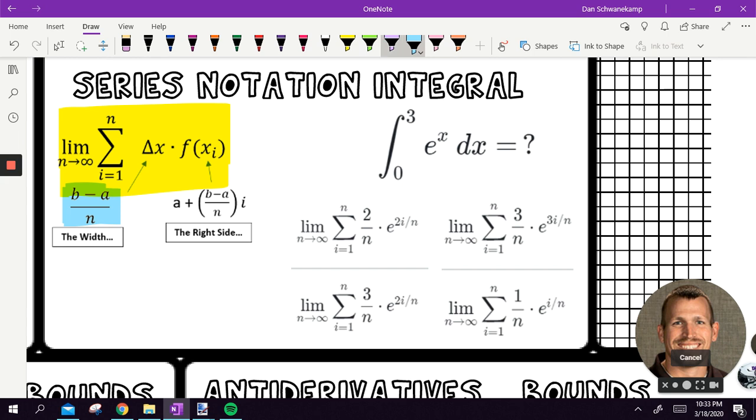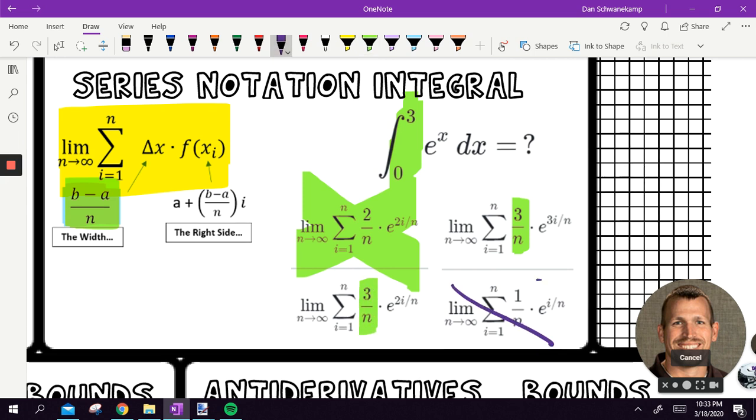So it's a little bit funky to look at, but let's do an example here, and I think it should make more sense. My width is going to be 3 minus 0, that is 3. And we're going to take that and divide it by n. So which one of these has 3 over n? Not that one. That one's got a 3n. That one's got a 3n. Not that one. Okay, so that's the first thing I'm always looking for. I'm looking for the width.